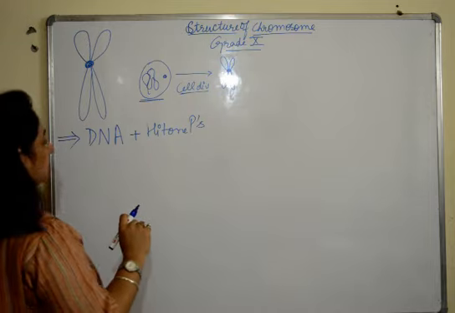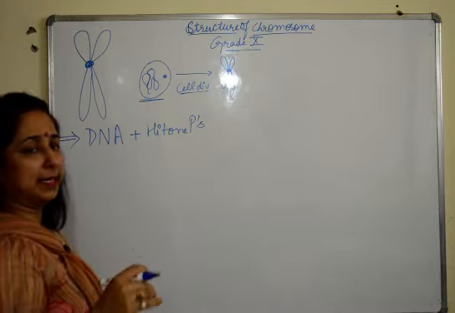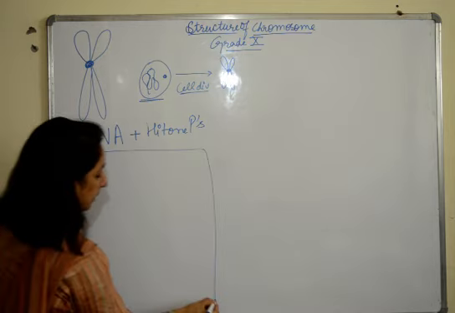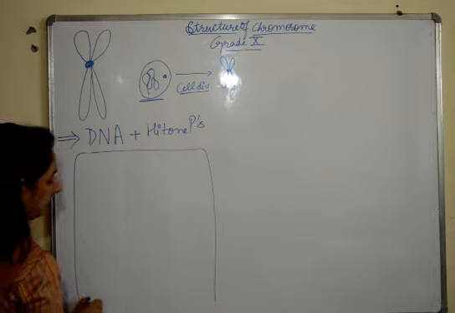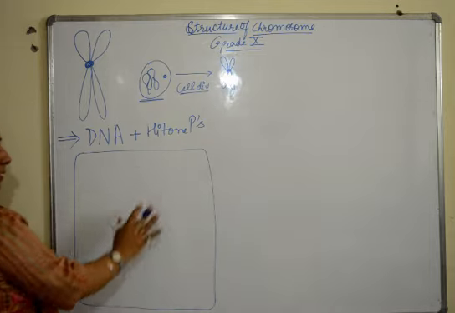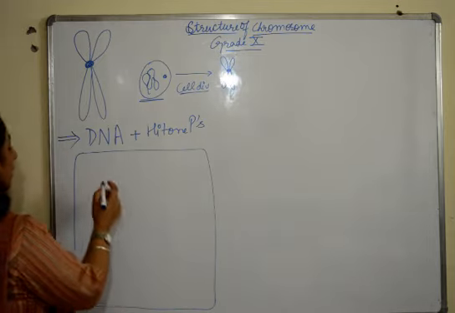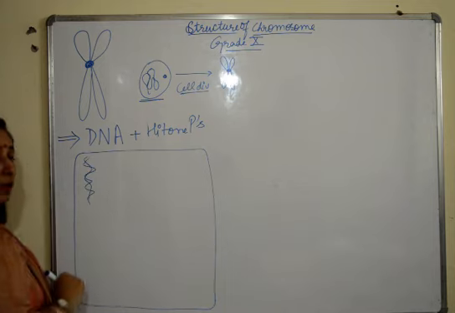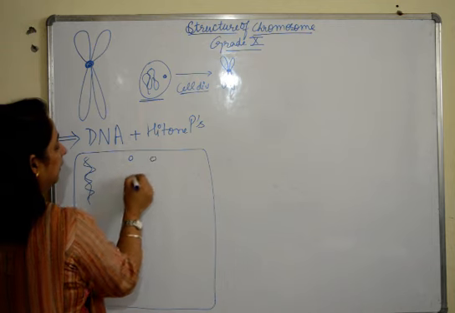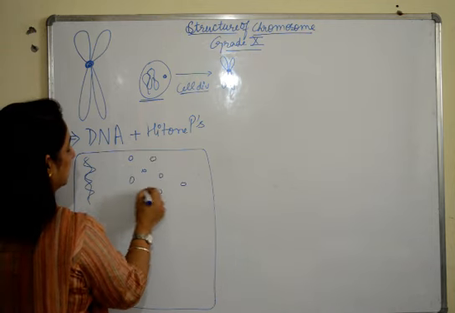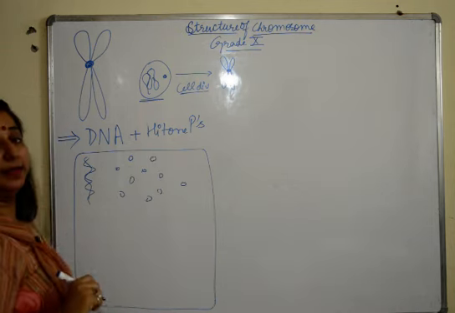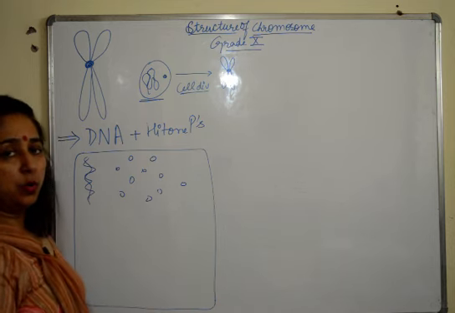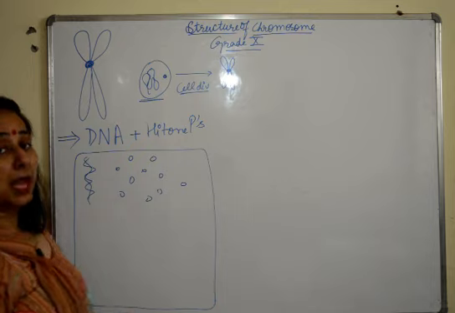First of all, I'll start from the basic thing. Suppose here in the blood, maybe this is a section of blood. So this is the DNA which we have, and in the blood only there are histone proteins which are present, formed by the liver, that is there in the blood already. Now we have to form chromosomes.